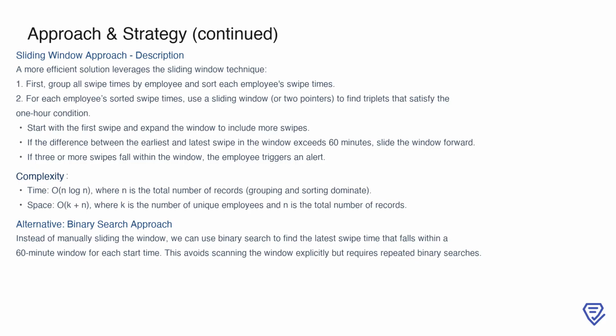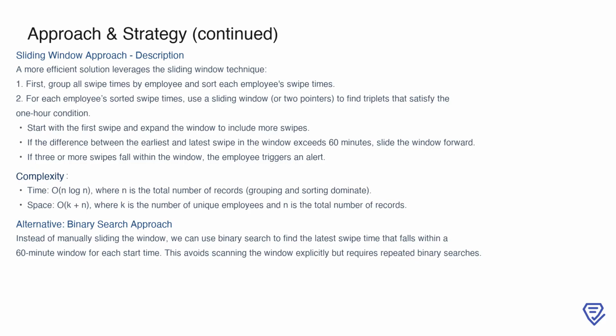Starting with the first swipe, the window expands to include additional swipes. If the time difference between the earliest and latest swipe in the window exceeds 60 minutes, the window is adjusted by moving the starting point forward. When 3 or more swipes are found within the window, an alert is triggered for that employee. This approach significantly reduces redundant calculations.